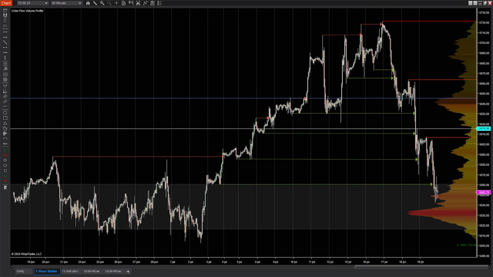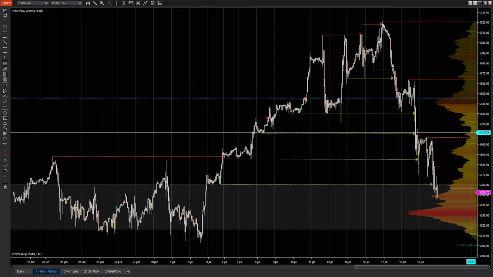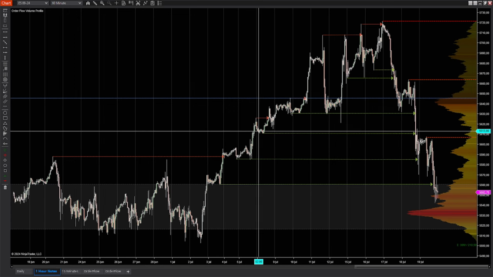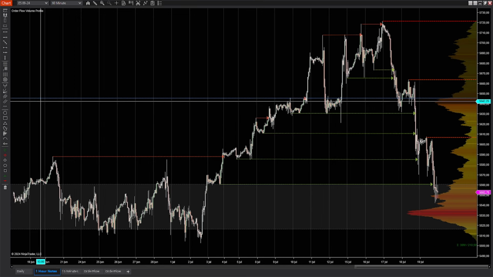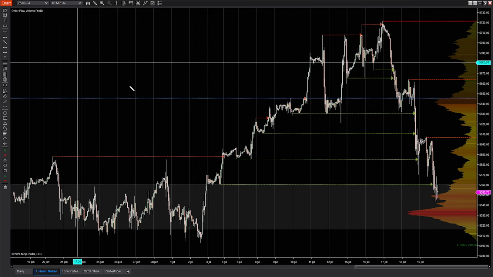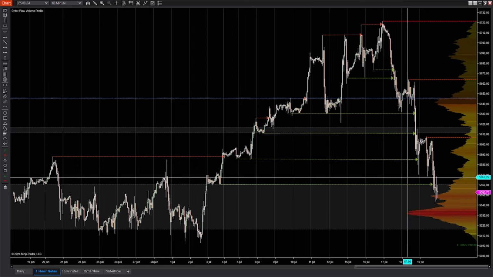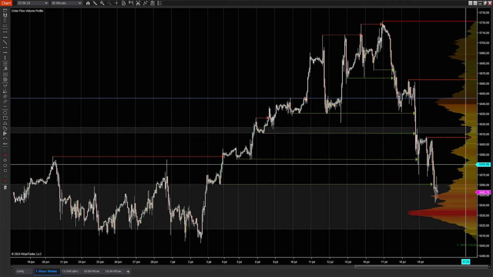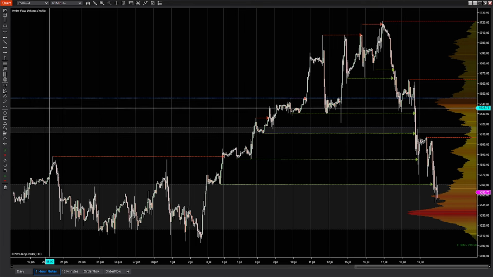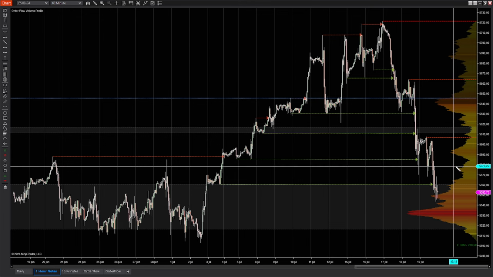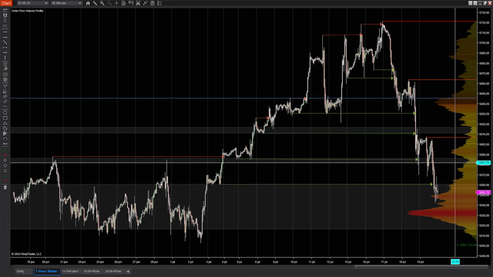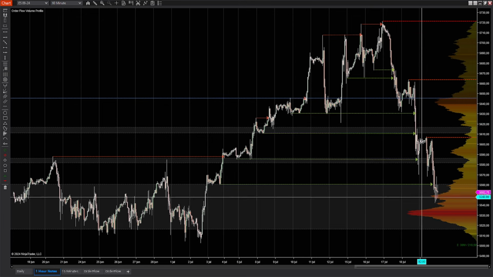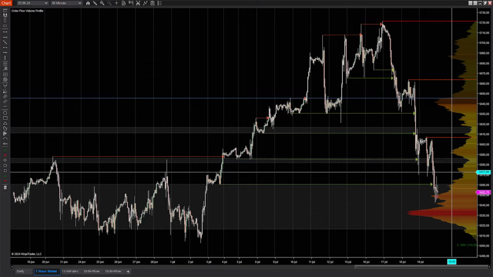Like right here, we have low volume nodes, which means actually this range was established with almost no volume. So let's make that a little zone right there. That range. Here we have an absolutely no volume zone. So let's make that a little zone as well, because what we know is that price will tend to follow these volume zones to the tick.